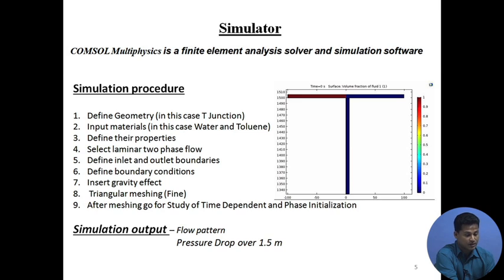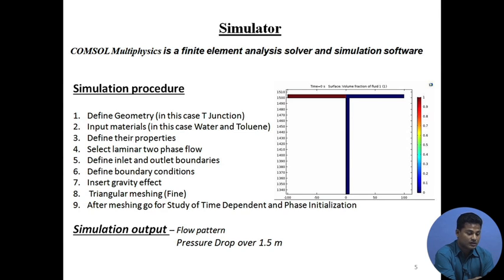In our case, at 0.07 meter per second, the flow was in the laminar regime. Then we specify the inlet and outlet boundaries and give the boundary conditions. After that we insert the gravity effect, then do the meshing part. One important thing about the meshing is that by default COMSOL Multiphysics in a 2D geometry chooses a triangular meshing.